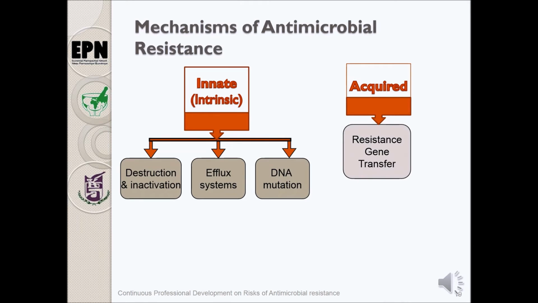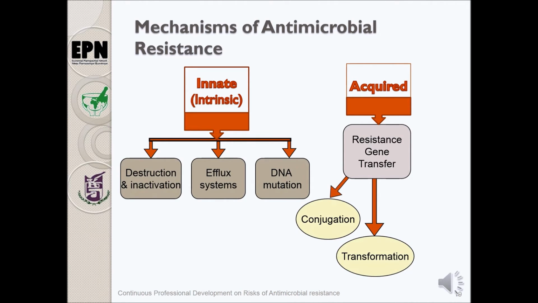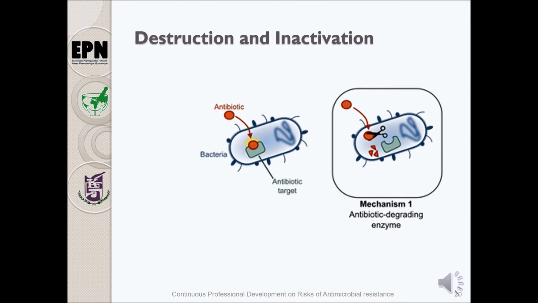In acquired antimicrobial resistance, there is gene transfer from one cell or from one organism to the other. And this can either happen through conjugation, transformation, or transduction.